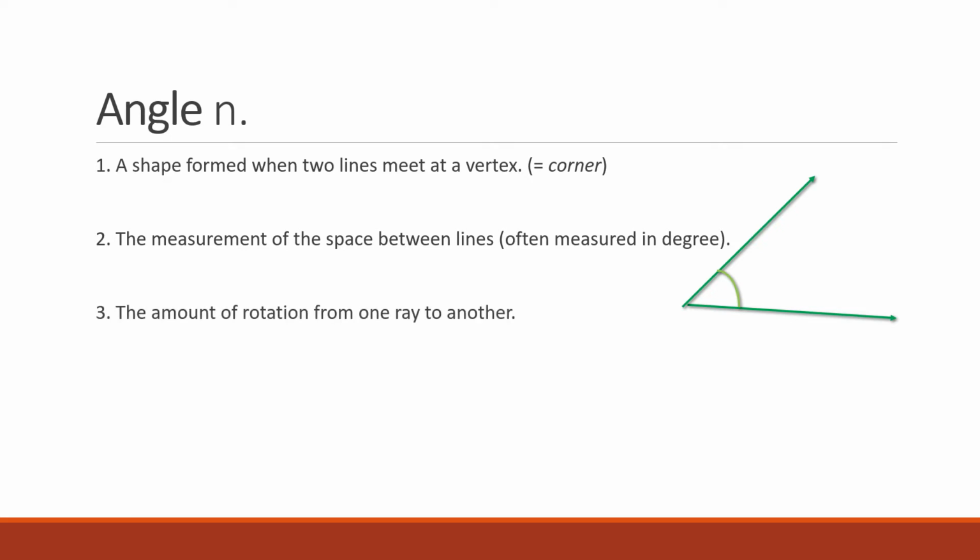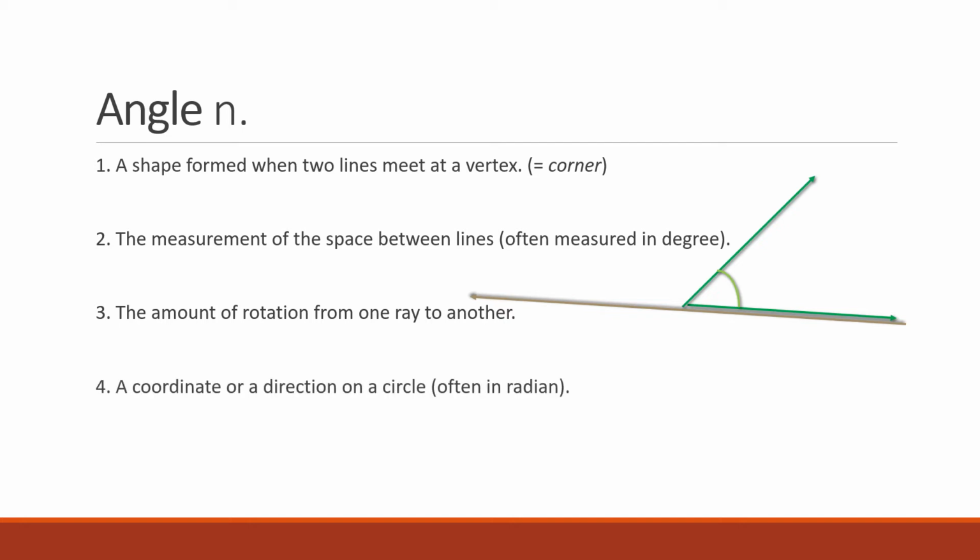Or another way of seeing it is to think of it as the amount of rotation from one ray to another. So you draw a line like this and think about rotating, and you're really measuring how much you have to rotate. And finally, we can also think of it as a coordinate or a direction on a circle. So if you have a circle, we can think of it as what time it is, and think of it as some kind of a direction. That can also be thought of as an angle.